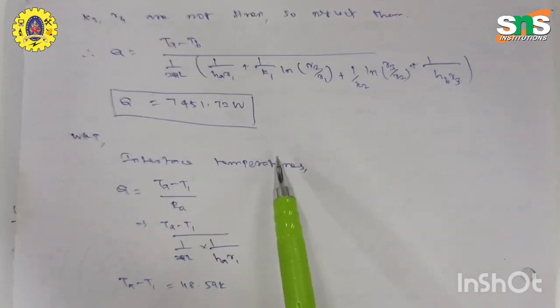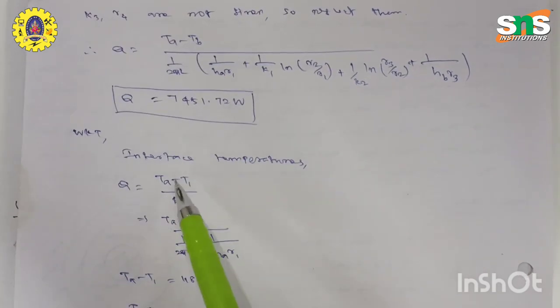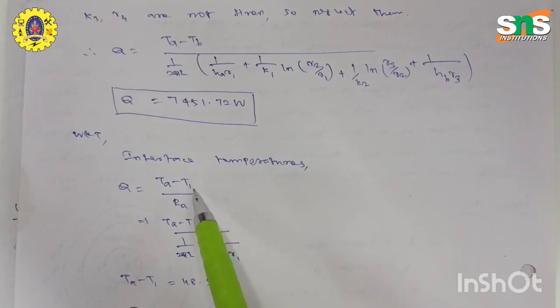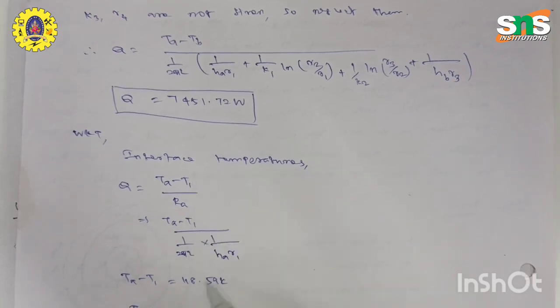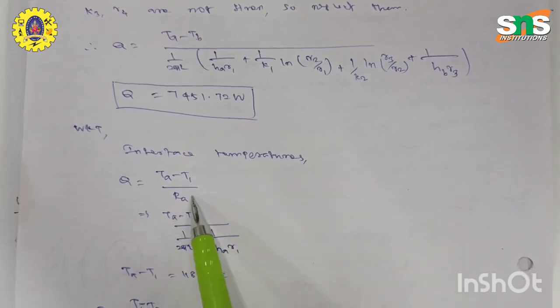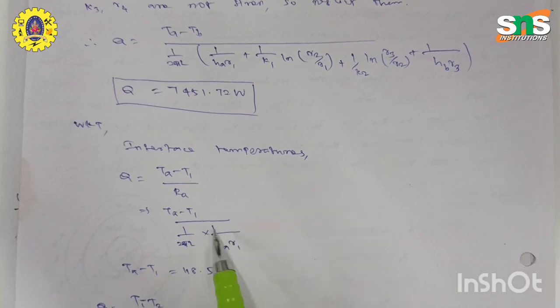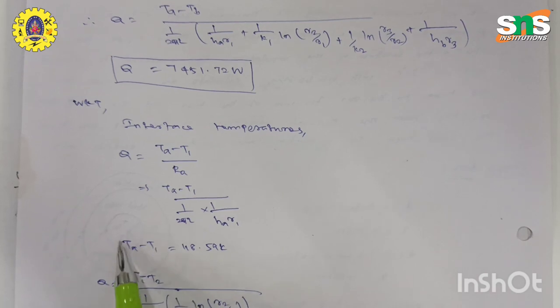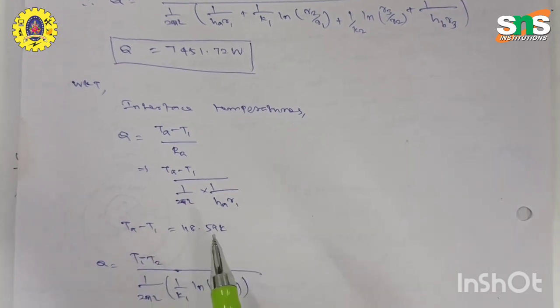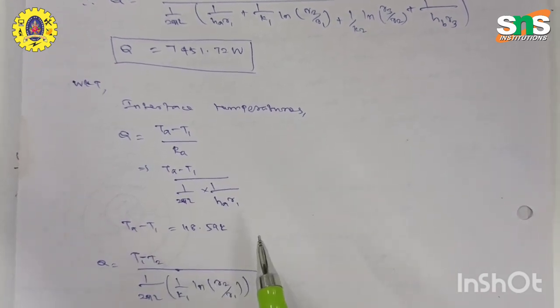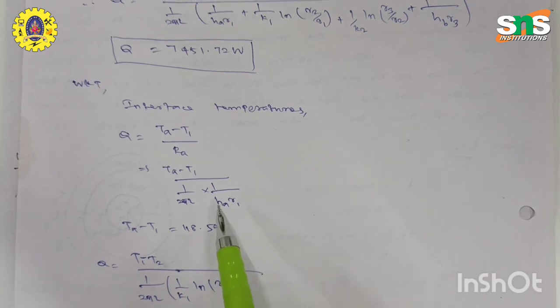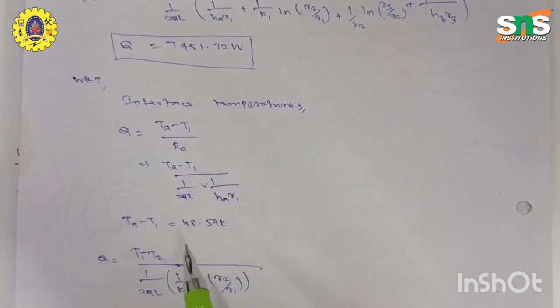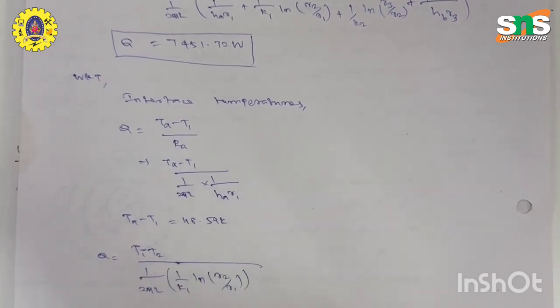Next we need to find all the intermediate temperatures of the cylindrical problem. Q is equal to TA minus T1 by R, and we substitute R as the resistance of the first part. The formula of the resistance is 1 by 2 pi L into 1 by HA R1. So the intermediate temperature drop TA minus T1 is equal to 118.59 Kelvin. Similarly, we apply these steps to the additional parts.